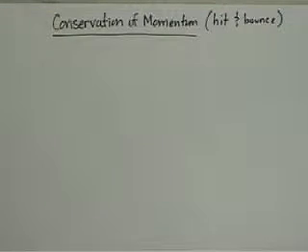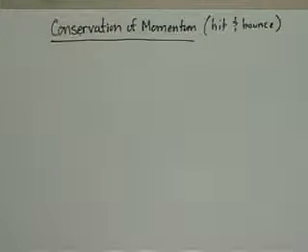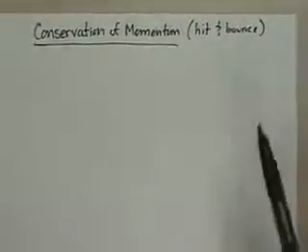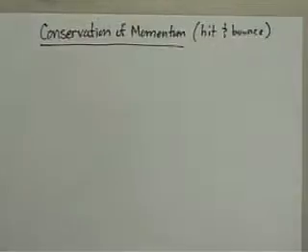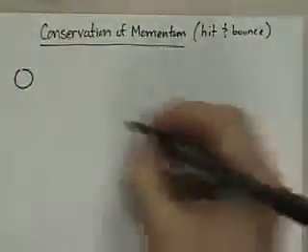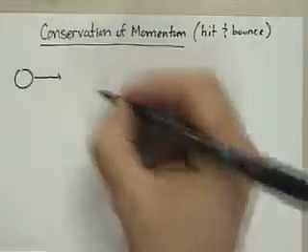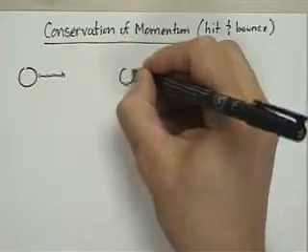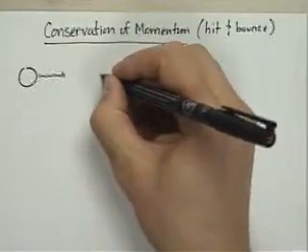Conservation of momentum has three different types of questions we're going to look at. This is the first one, called hit and bounce. These are the situations where, let's say, we're playing pool. This pool ball, billiard ball, is moving that way. Another billiard ball is moving this way.